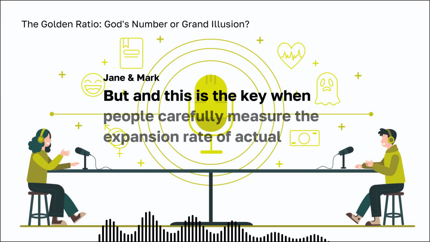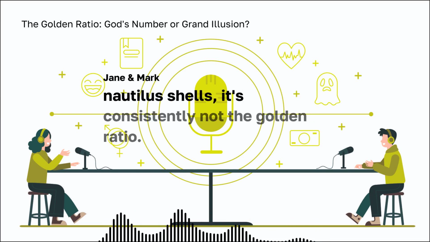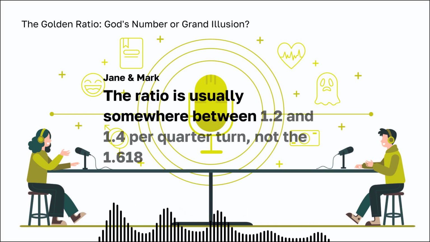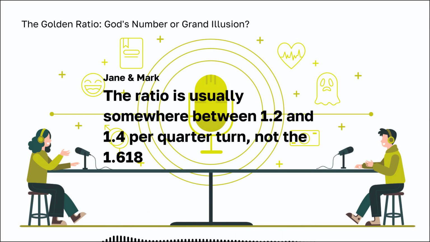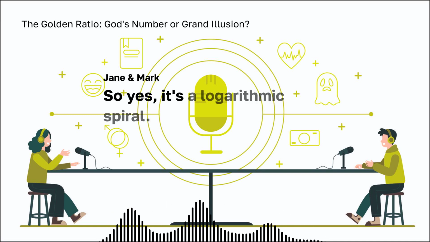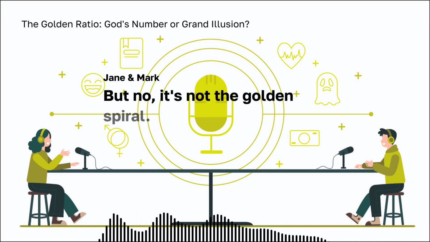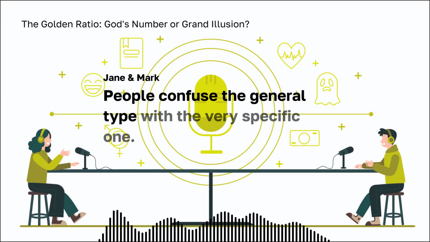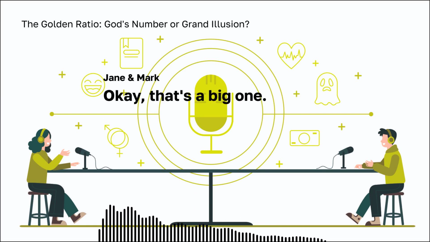But, and this is the key, when people carefully measure the expansion rate of actual nautilus shells, it's consistently not the golden ratio. The ratio is usually somewhere between 1.2 and 1.4 per quarter turn, not the 1.618 required for a true golden spiral. So yes, it's a logarithmic spiral, but no, it's not the golden spiral. People confuse the general type with the very specific one. Okay, that's a big one debunked.